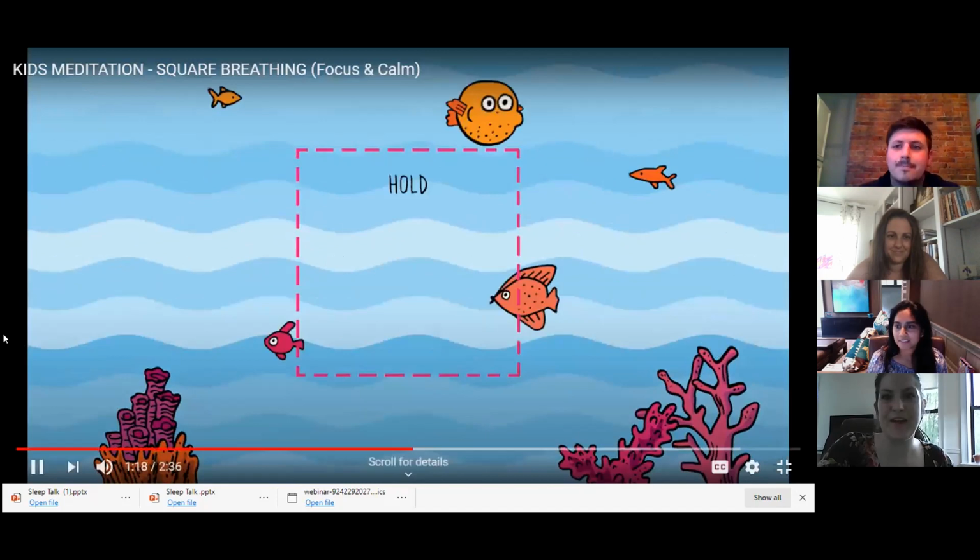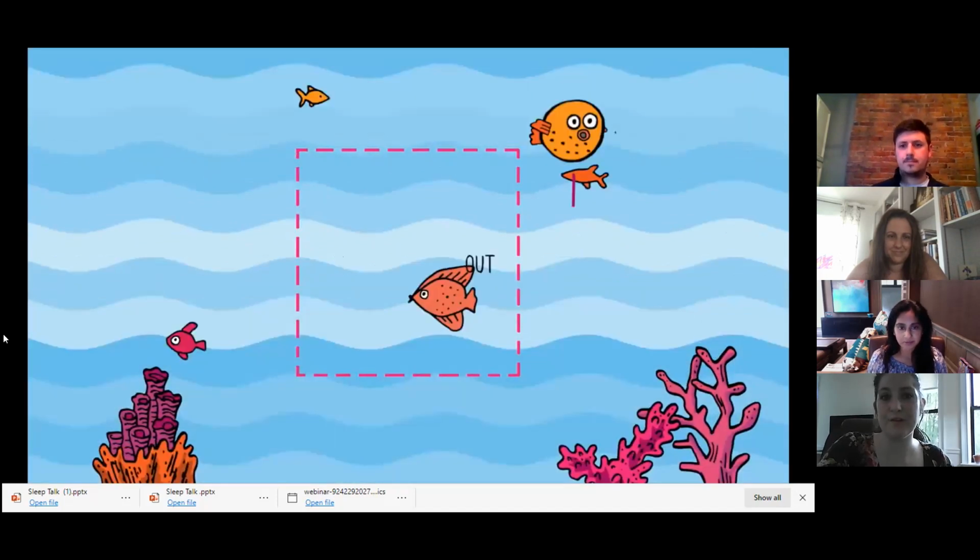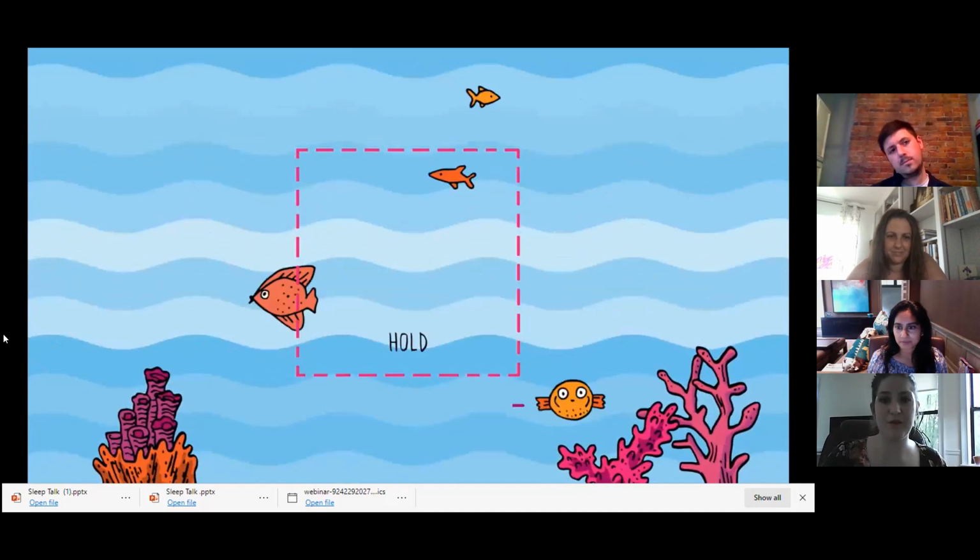But it's a great visual support to support the breathing techniques.